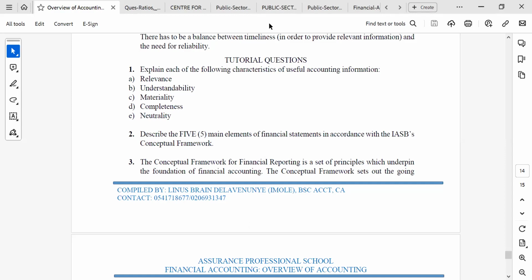Okay, so with neutrality, it means with the financial statement, there should not be bias in their presentation. It should be free from errors and it should be stated as it is. It shouldn't be biased to favor one party and not favor another. Okay. That is cool.